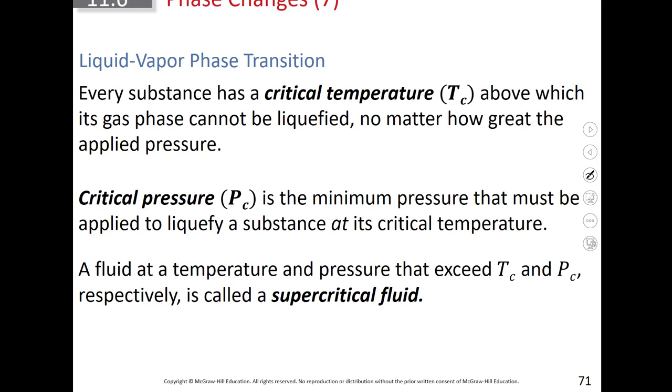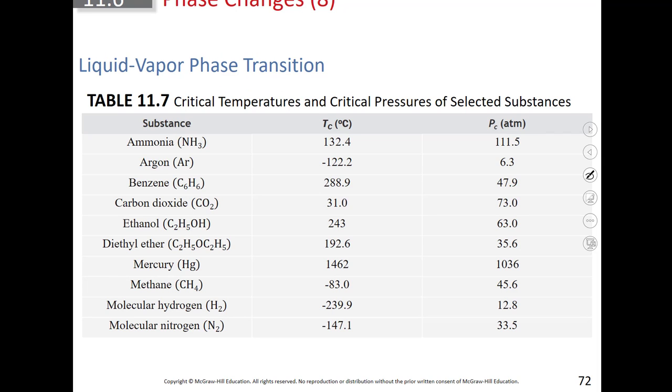So if you end up getting a fluid that is exceeding its critical temperature and its critical pressure, this is technically called a supercritical fluid, which some people consider its own state of matter. We're not going to really deal with supercritical fluids. That's just a definition, just to be aware of. And these definitions are also on page 510, so don't feel like you have to copy them down right now. These are just examples of critical temperatures and critical pressures of different substances.